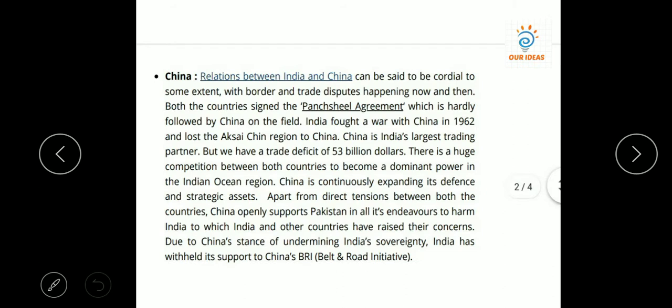And now we take China. The relation between India and China can be said to be cordial to some extent, with border and trade disputes happening now and then between the two countries. We can't say that relations with China are either good or bad; it is both. There was the Panchsheel agreement signed, but it is not followed by China. One important thing about it is that both countries will never intervene in each other's internal matters, but China is frequently intervening in India's internal matters, like Jammu and Kashmir, so it is hardly followed by China. Also a major war was fought in 1962, in which China encroached outside its region.